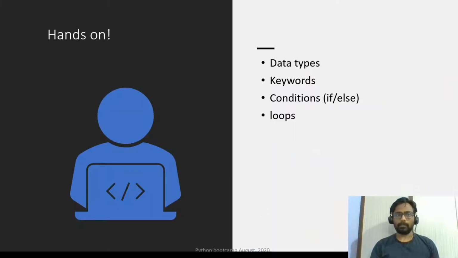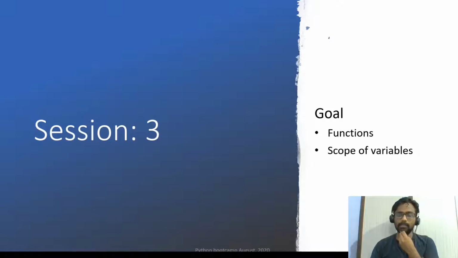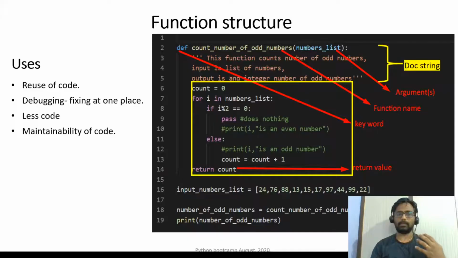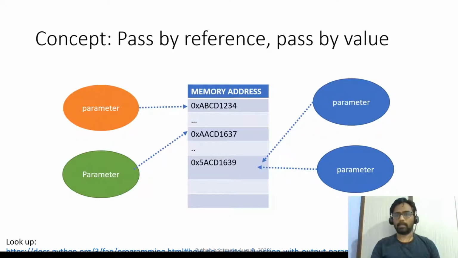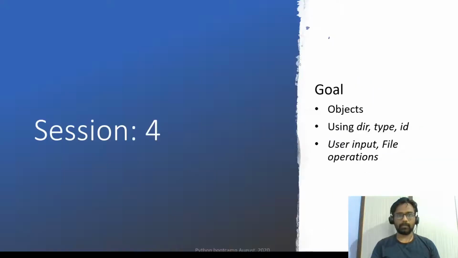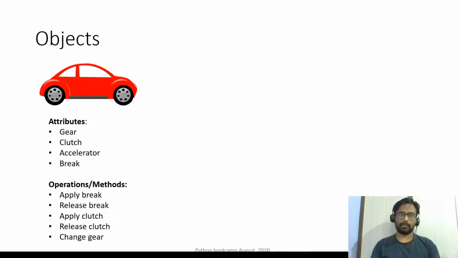And then we also looked at functions. We bundle a lot of statements into a smaller bunch, and then we make it a function so that it is reusable. That is about functions. And then we also looked at the scope of variables, how Python searches for variables inside its execution scope. Then pass by reference, pass by value, and we also looked at objects.